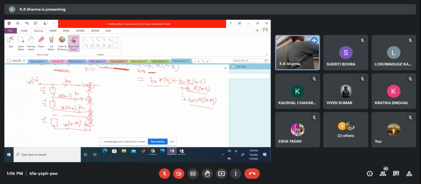Now similarly you start with your output terminal y of n. Pass it through multiple delay elements similar to the input. What will you obtain? y of n minus 1, y of n minus 2, y of n minus 3, etc. And the last element will be y of n minus capital N.